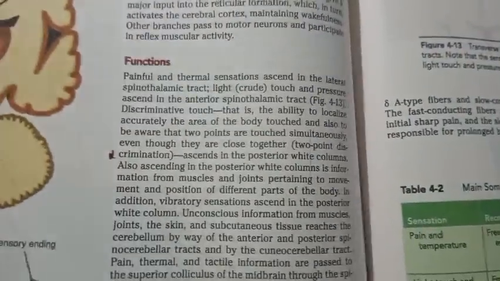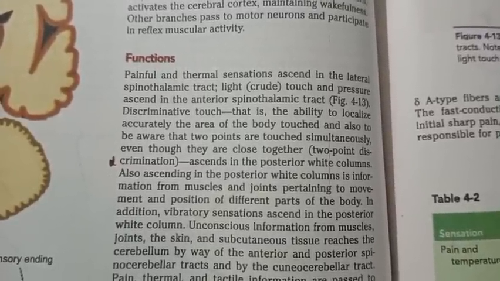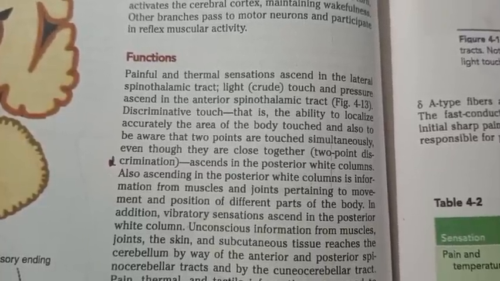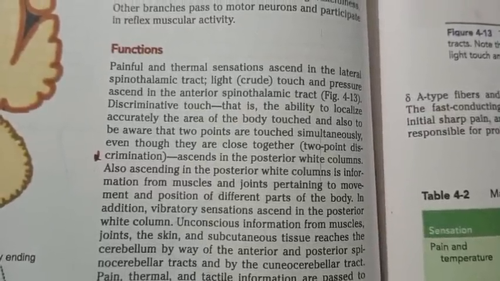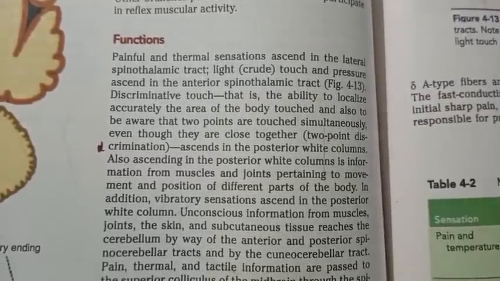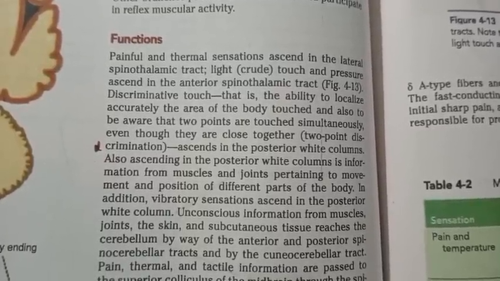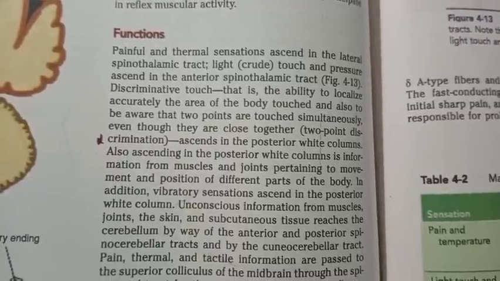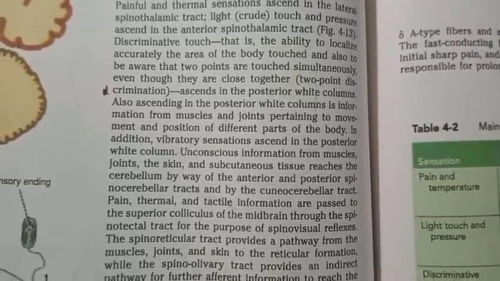Now we will talk about the functions. Painful and thermal sensation ascend in the lateral spinothalamic tract. Crude touch ascends in the anterior spinothalamic tract. Discriminative touch, that is the ability to localize accurately the area of the body touched and also be aware that two points are touched simultaneously even though they are close together, is two point discrimination. It ascends in the posterior white column.